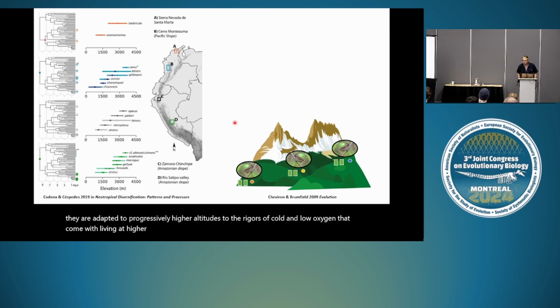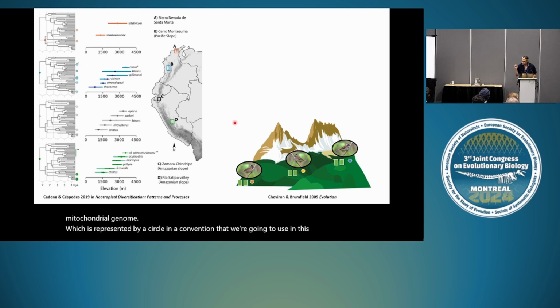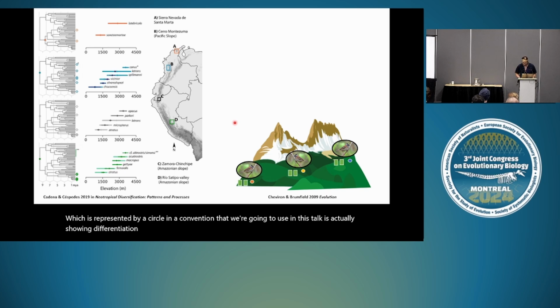And even where one species covers a range of altitudes, we often see that there might be some specialization in the mitochondrial genome. An example is this rufous-collared sparrow from the Andes, where the nuclear genome, which is represented by these rectangular chromosomes, is undifferentiated across elevations. But the mitochondrial genome, which is represented by a circle in a convention that we're going to use in this talk, is actually showing differentiation across all those altitudes.